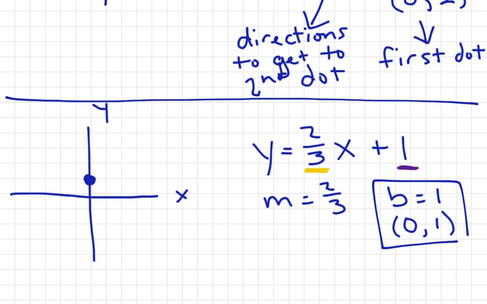Now, my instructions tell me, or my directions tell me to go up 2 and to the right 3. So from this point, from my y-intercept, I'm going up 2 and to the right 3. You always do your directions from your last point. In this situation, it's from the y-intercept. Okay. Let's do another one.